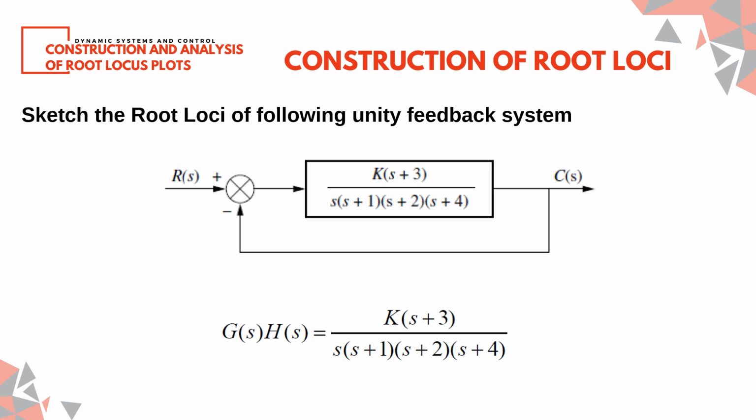Let's have another example. Sketch the root loci of the following unity feedback system, given G(s)H(s) = K(s+3) over s(s+1)(s+2)(s+4).